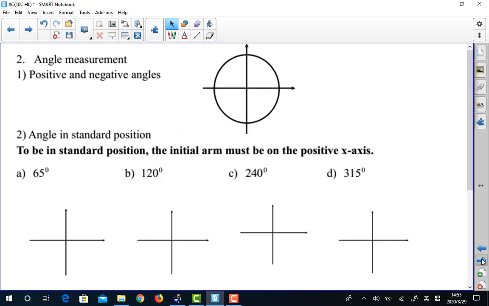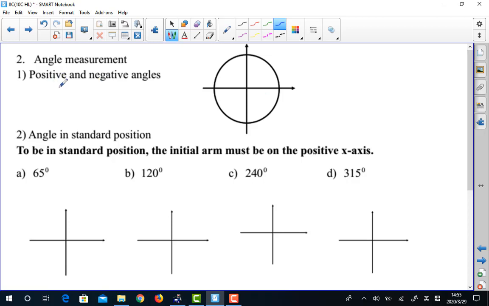Angle measurement. We have already learned the positive angle and the negative angle in Math 8. Let's review the positive and negative angles again. A positive angle means you rotate the terminal arm counterclockwise. A negative angle means you rotate the terminal arm clockwise. But for any angle, we always have 3 elements: initial arm, vertex, and terminal arm.